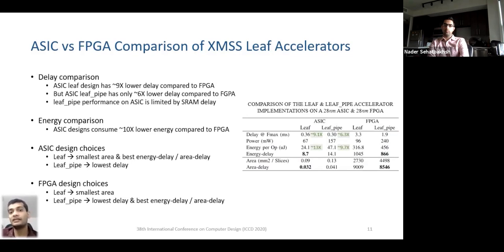The leaf pipe accelerator has the best energy delay and area delay metrics in the FPGA implementation, but this is not the case for the ASIC implementation. These results highlight that architectural decisions like pipelining need to be evaluated independently for ASIC and FPGA implementations.